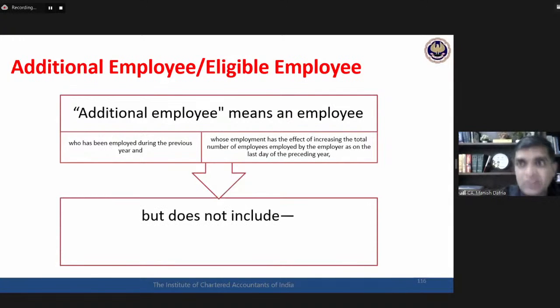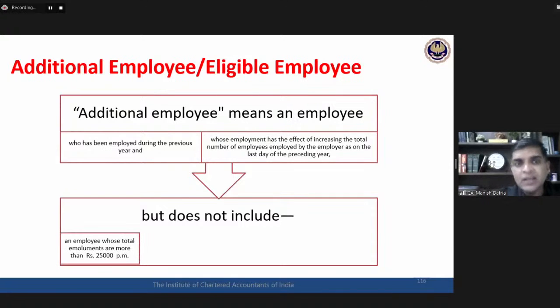Now this additional employee, this eligible employee, should be a new employee, it should result in the overall increase in the number of employees I am having, but this new employee will not include anybody who is drawing salary more than 25,000. So higher level employees would not be considered here. We are talking basically about those employees who are lower or middle level employees, salaries up to 25,000 per month. Then only they will be treated as additional employee, eligible employee.